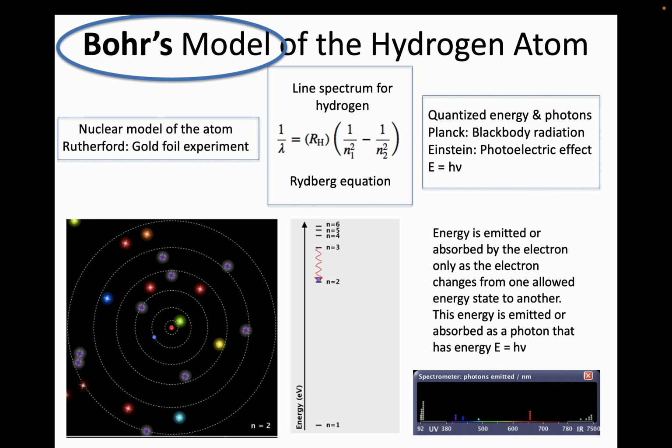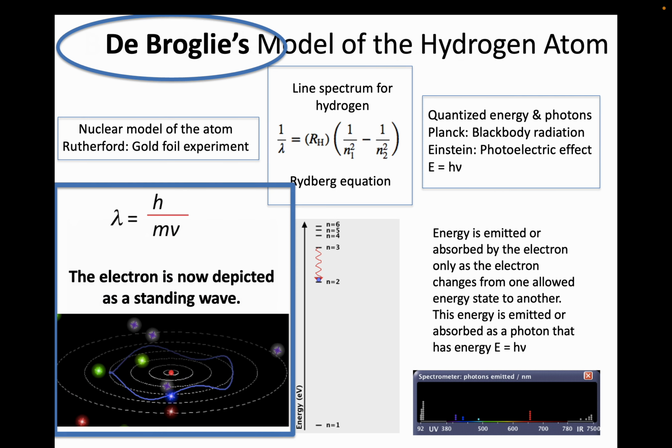It included the nuclear model from Rutherford. The line spectrum for hydrogen was an important piece of experimental data, and also the idea of quantized energy. Now, that was Bohr's model of the hydrogen atom. Another model, which was proposed shortly after, was de Broglie's model of the hydrogen atom. Many of the same features remain the same, except for this one over here on the bottom left. Instead of having a ring where the electron was found, now the electron is being depicted in this strange way as a wave. Let's see what that is all about.